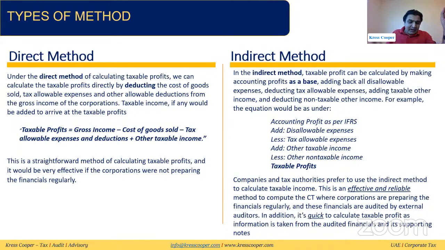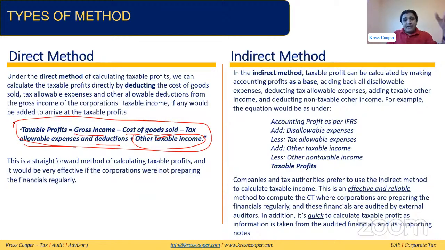As I mentioned earlier, here as well, we will take gross income, cost of goods sold, tax allowable expenses and deductions, any other taxable income, and we will arrive at the taxable profits. This is the direct approach to calculate the taxable profits. It can be an indirect approach as well. In the indirect approach, we will take the accounting profit and adjust it to arrive at the taxable profits. Accounting profit will be the base.